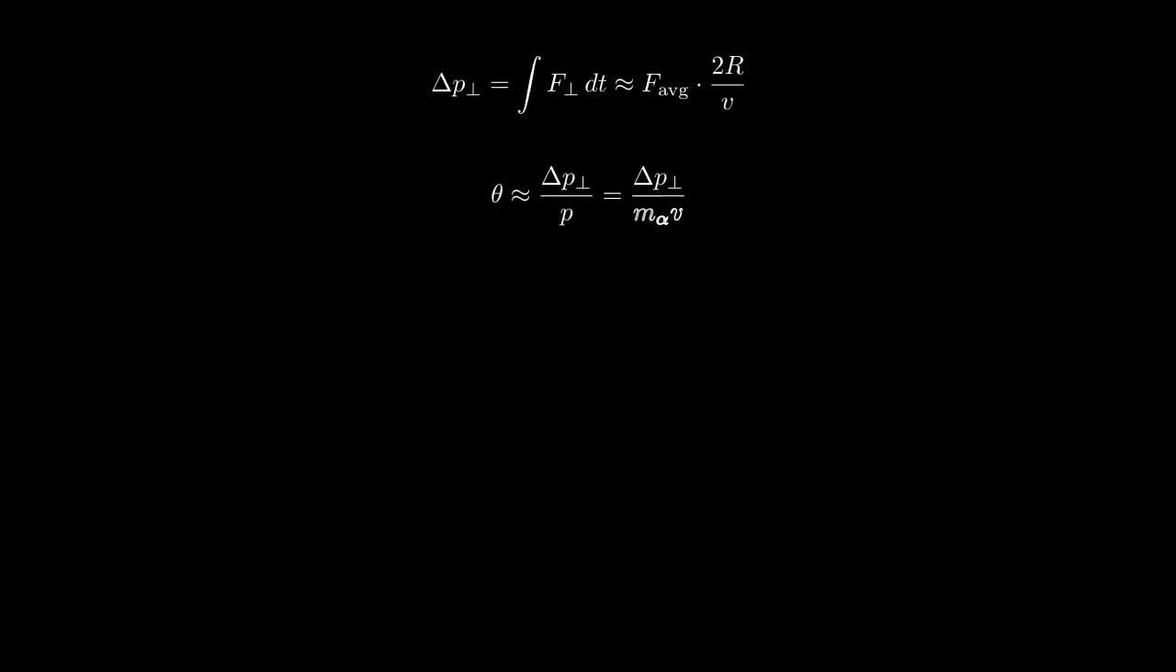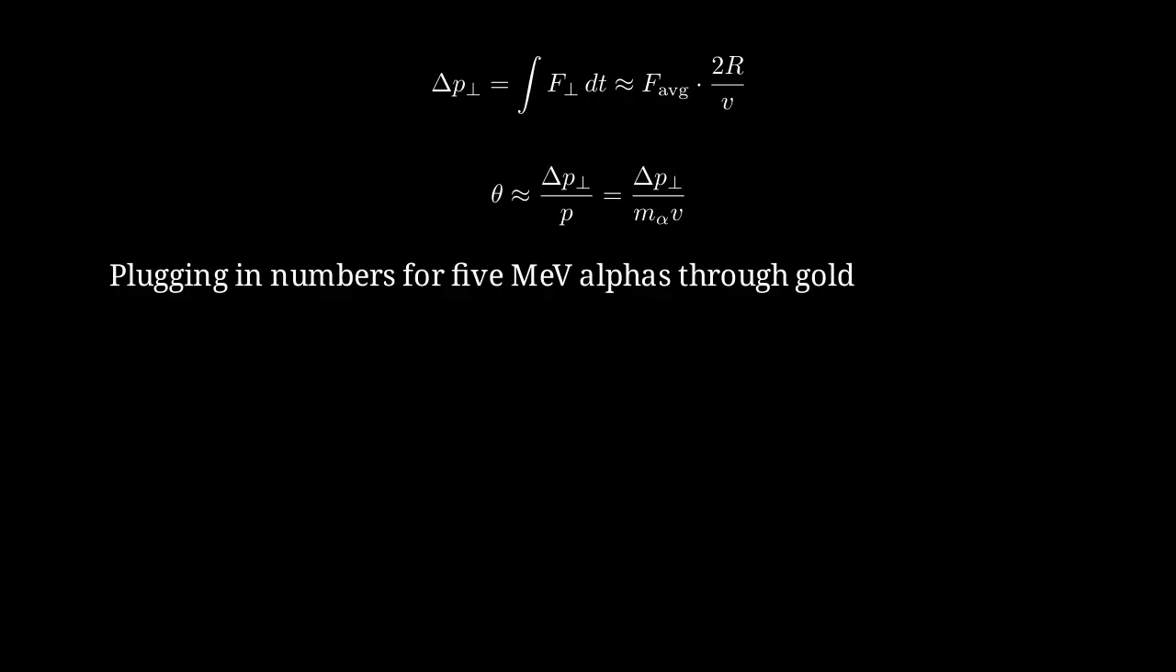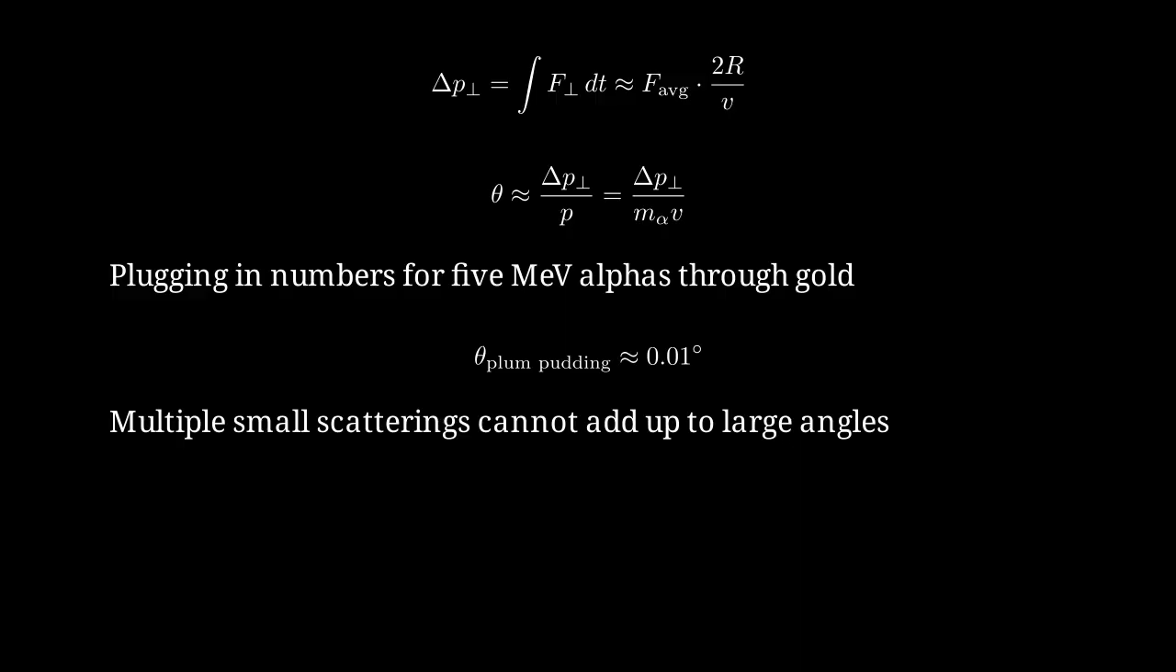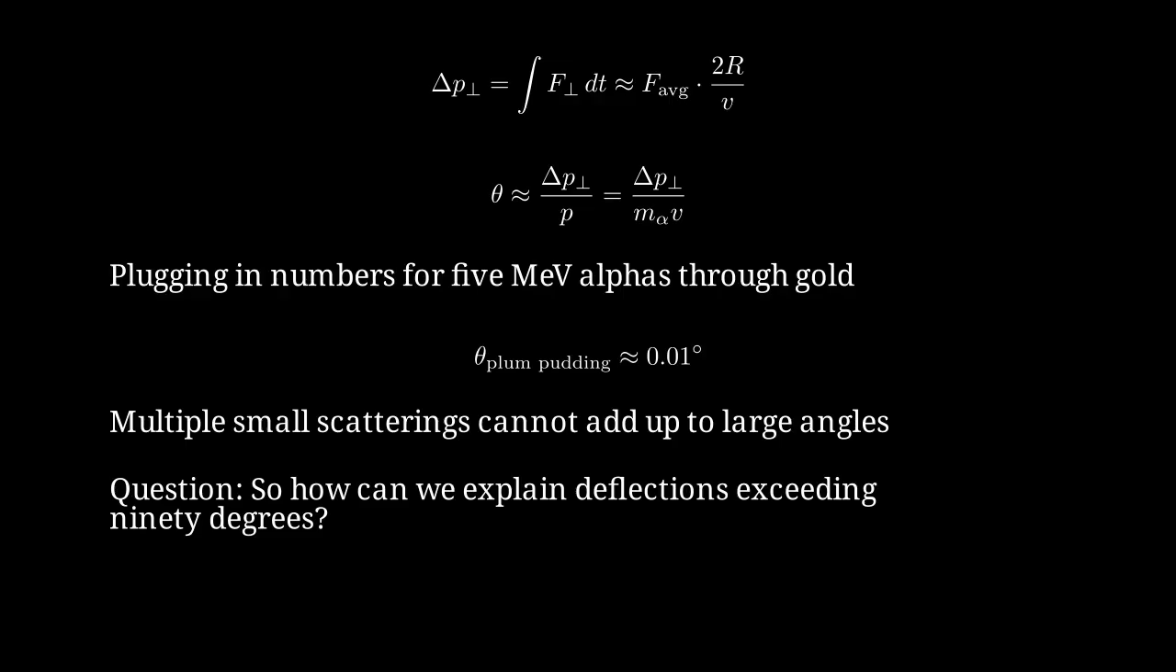The scattering angle theta approximately equals transverse momentum change divided by total momentum. For 5 mega-electron-volt alpha particles passing through gold atoms according to the plum pudding model, the predicted scattering angle is approximately 0.01 degrees, completely negligible. Even if an alpha particle passes through hundreds of atoms, multiple small random deflections cannot add coherently to produce deflections of 90 degrees or more. This raises the critical question: how can we possibly explain the observed large angle scattering? The plum pudding model simply cannot account for it.